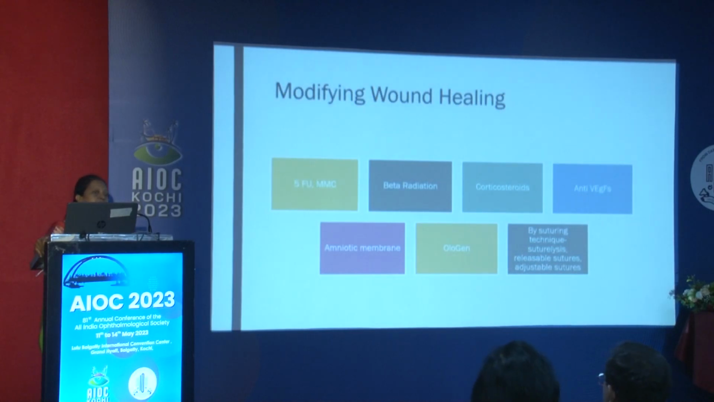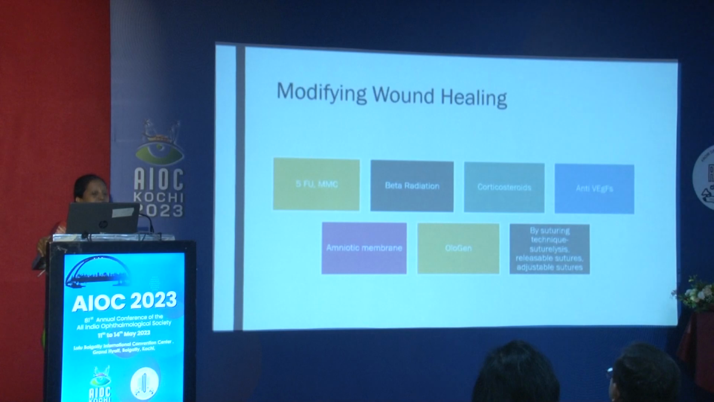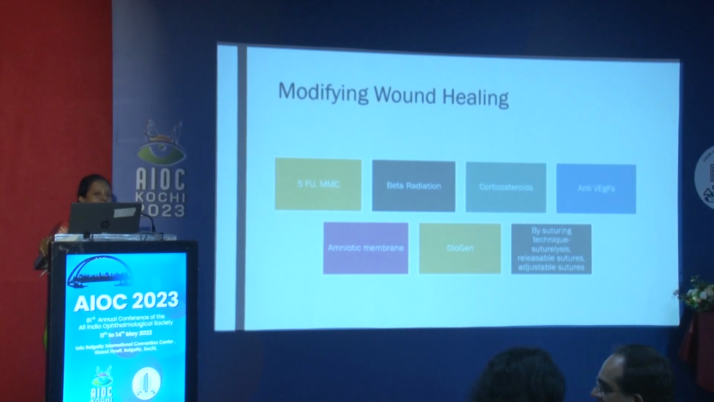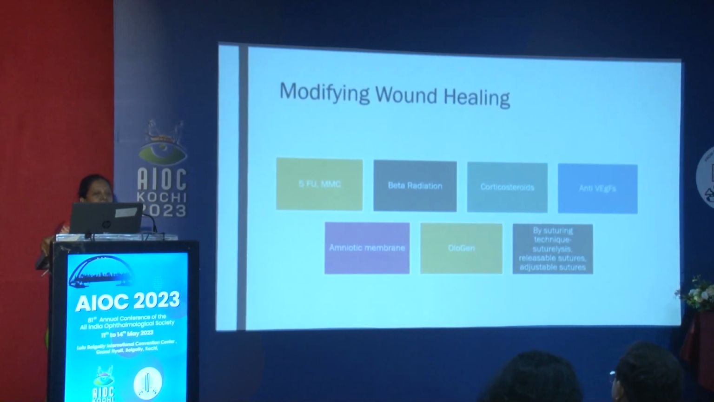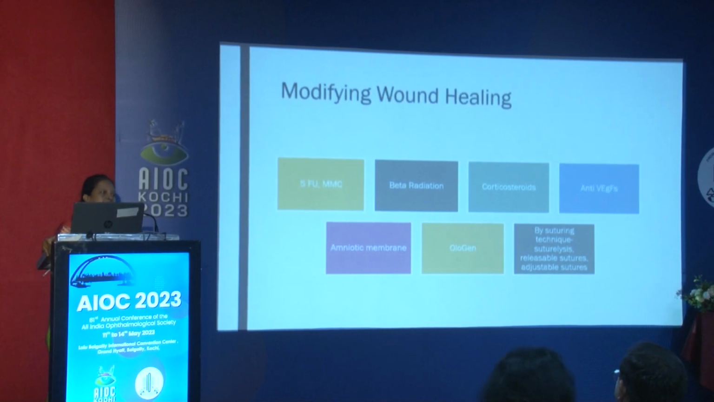And because the main cause of failure of TRAB was the subconjunctival fibrosis, there were techniques to modify and modulate the wound healing process. In that, 5FU was the first to be used, but mitomycin became more popular, for obvious reasons. Then beta radiation also was tried, corticosteroids, anti-VEGFs, amniotic membrane, Ologen, and even modification of the suturing technique, use of releasable sutures and adjustable sutures and suture lysis.